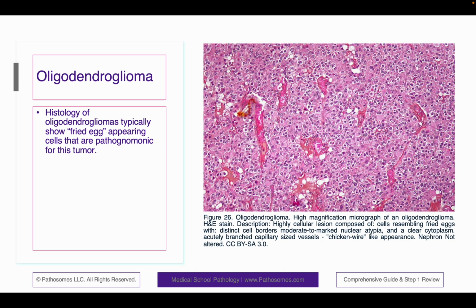Here we have the classic histology of an oligodendroglioma. Now these typically have a buzzword fried egg appearance. It's almost pathognomonic for this. Can you imagine this, right? You see the fried eggs. If you look very closely, I know there's a lot of cells here, but you should see some blue nuclei surrounded by pale white. Those are the quote-unquote fried egg appearance of the oligodendroglioma.